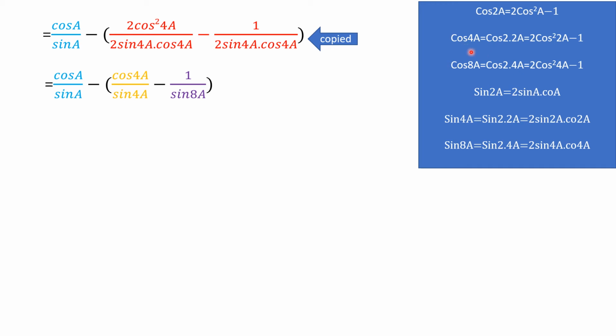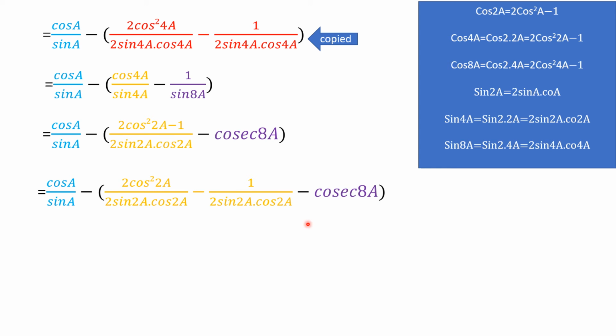Okay. And thereafter, here is cos 4a. Cos 4a is cos 2 into 2a, which is 2 cos square 2a minus 1. Similarly, here is sine 4a. Sine 4a is sine 2 into 2a, which is 2 sine 2a into cos 2a. So we have applied the formulas over here in these two terms. Please take your time to understand. And thereafter, again, we will split LCM over here. So upon splitting LCM, we have got this line, this portion. Please try to understand.